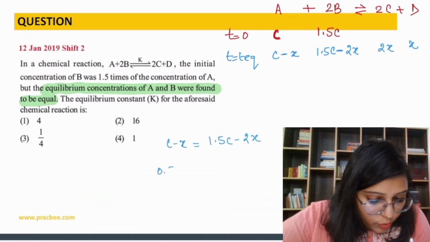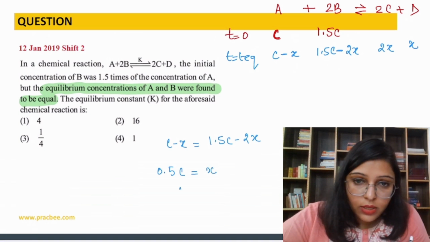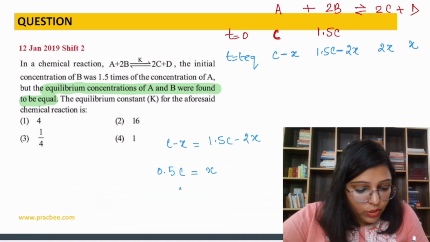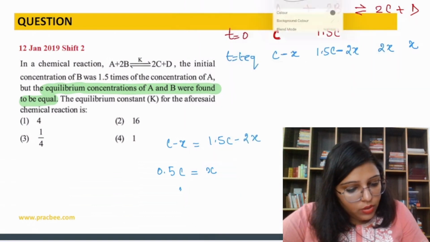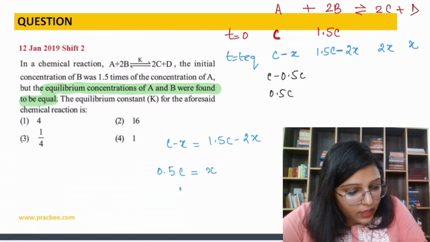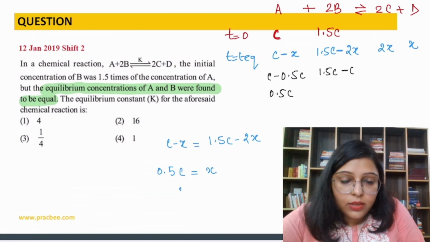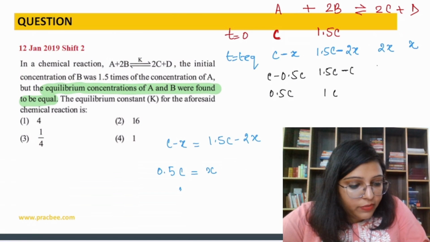On solving we get 0.5 C is equal to X. So we can say the value of X is 0.5 C. So here C minus 0.5 C is 0.5 C. Here 1.5 C minus 2 into 0.5 C is equal to C only. And here 2 into 0.5 C is again 1 C, and for D we write 0.5 C.